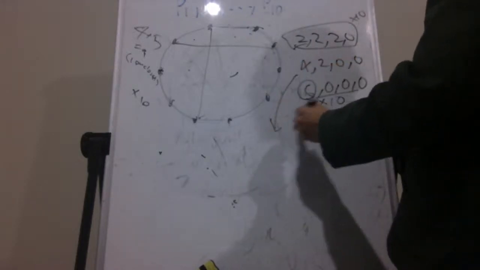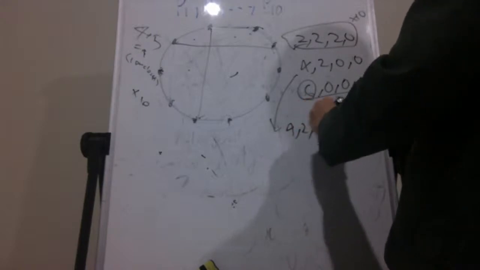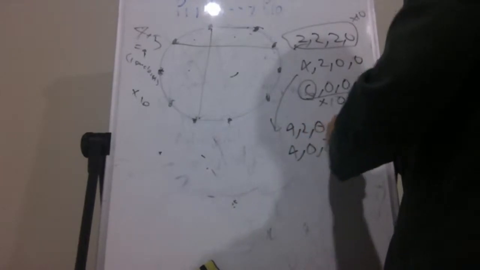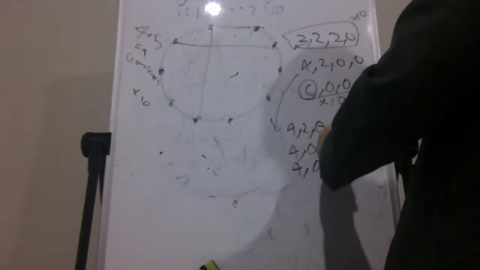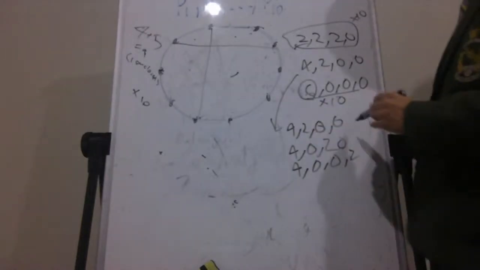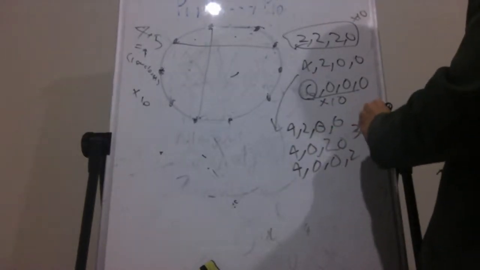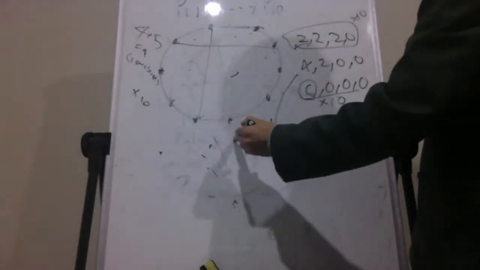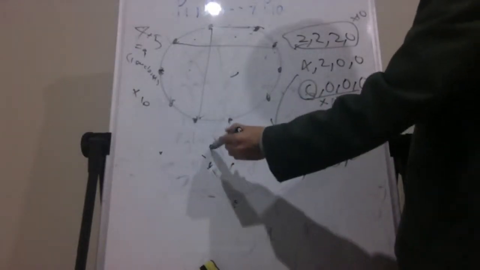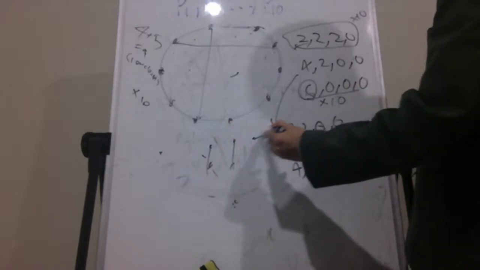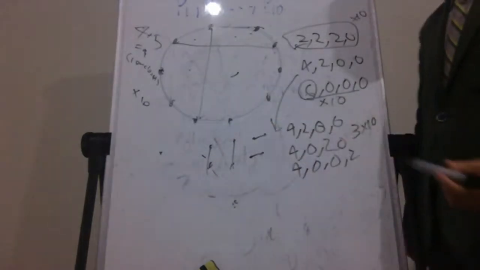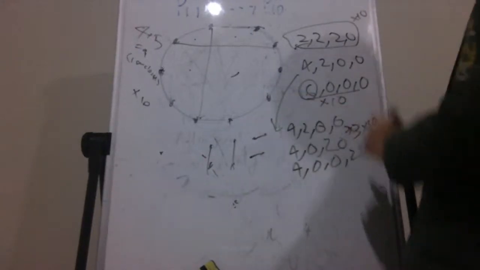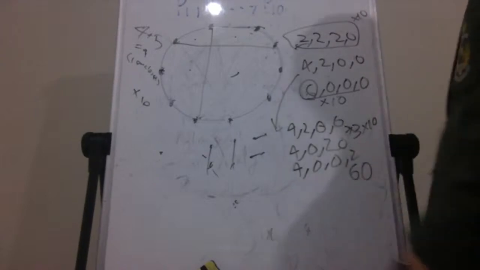For this one, we actually have a few ways. We have 4, 2, 0, 0; 4, 0, 2, 0; and 4, 0, 0, 2. So there are 3 ways in total, and each of these can be done 10 times. But since there's a 4, if you have 4 points, there's actually 2 ways of doing it. It's either this way or this way. So it's 2 times this. In total, with the 4, 2, 0, 0s, there's 60 ways of doing this.